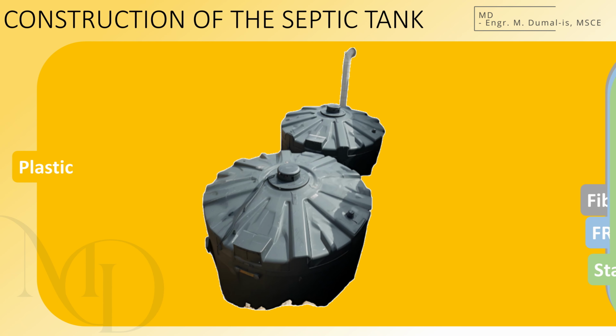Plastic septic tanks, typically made of polyethylene or high-density plastic, are factory molded and lightweight. Because of this, they are easy to transport, install, and resistant to corrosion. But lightweight construction also brings challenges. In areas with a high groundwater table, these tanks can float if not anchored. They may also deform under soil pressure if the backfill is not done carefully, and their capacity is limited for larger households.